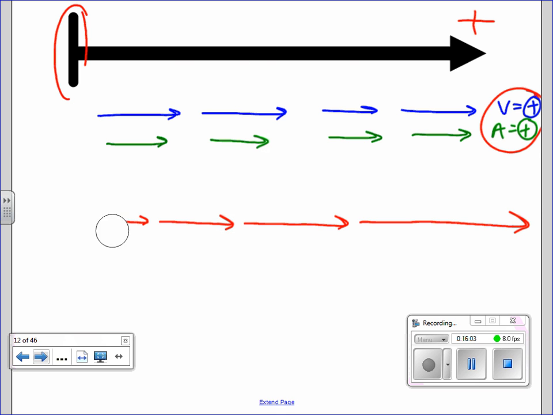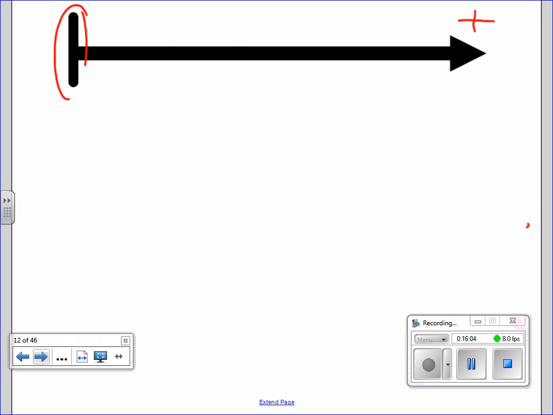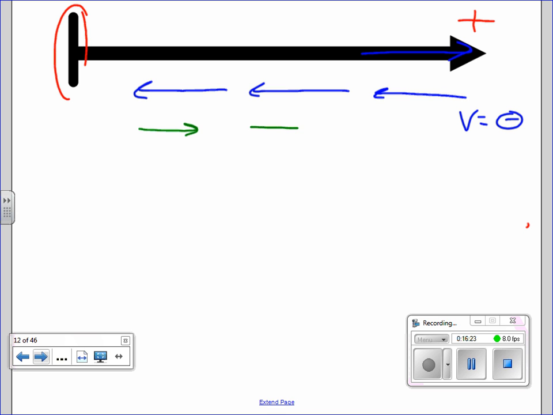Now, that was when the velocity had positive direction. Let's see, what if I drew this? What if I had an object moving to the left? What would be the sign of my velocity? Velocity would be negative, since the arrows are pointing to the left and I said to the right is positive. Okay, now what if I drew in acceleration vectors like this? My acceleration would have a sign of positive.